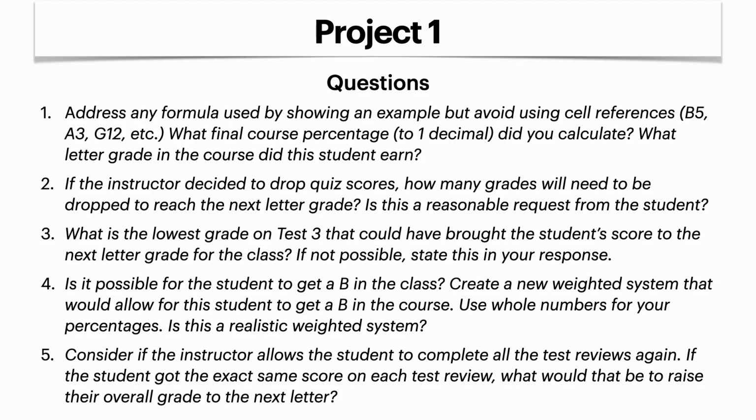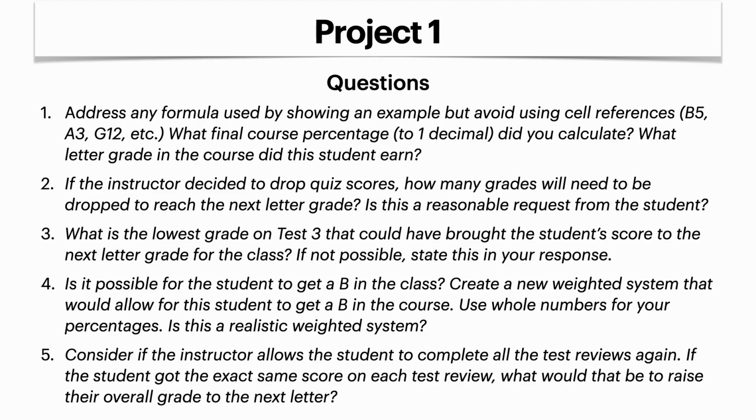Number 3, what is the lowest grade on test 3 that could have brought the student's score to the next letter grade for the class? So you're going to alter exam 3 to the point where it would boost the student's grade up to the next letter grade. Okay, so if they had a D, I'm not saying they do have a D, but if they had a D, what would their exam 3 have had to be for them to get to C, the next letter grade from D to C?